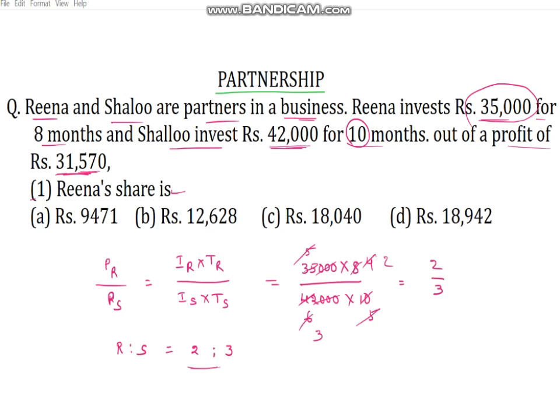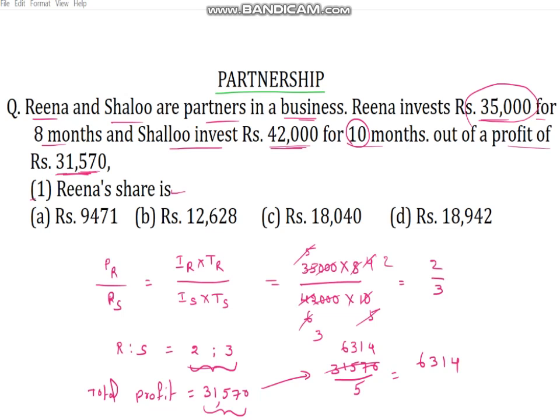The total profit is 31,570. We have to find Reena's share. How many parts are there? Reena and Shalu together have 5 parts. So, 31,570 divided by 5: 5 6s are 30, 5 3s are 15, 5 1s are 5, 5 4s are 20. 6,314 is the one part.